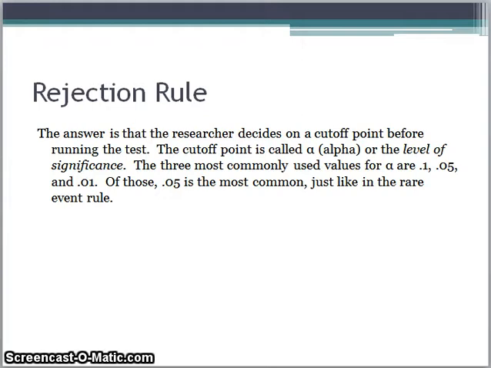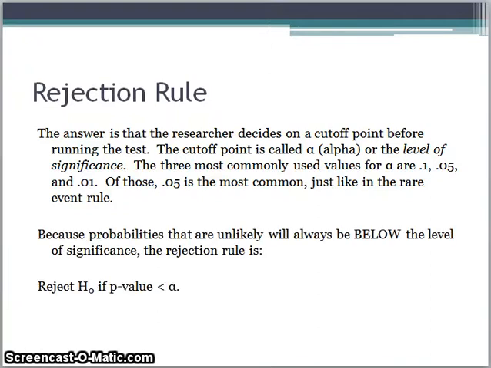The researcher decides on a cutoff point before running the test. They call it alpha, or the level of significance. There are three common values of alpha: 0.1, 0.05, and 0.01. And 0.05 is by far the most common, and that rare event rule is basically the same as this. So 0.05 is considered to be a small probability, and if there's ever a time when they don't give you a level of significance or a value of alpha, you can just assume 0.05.